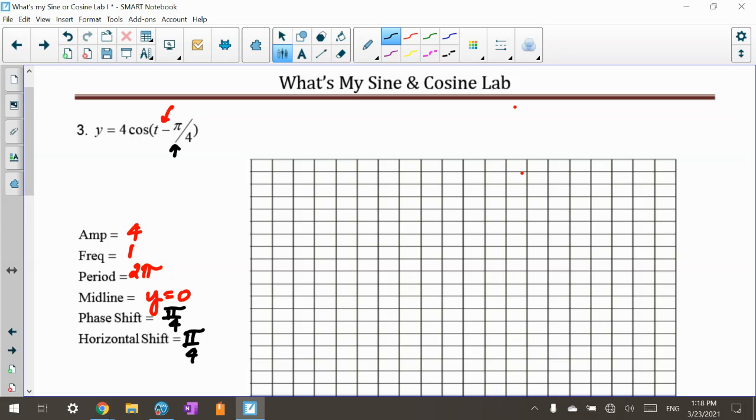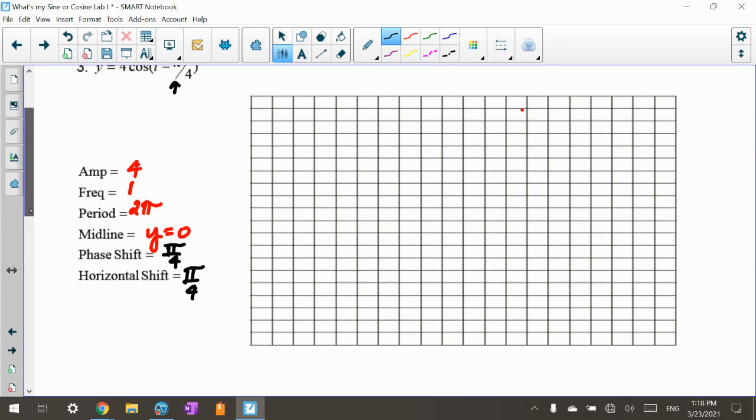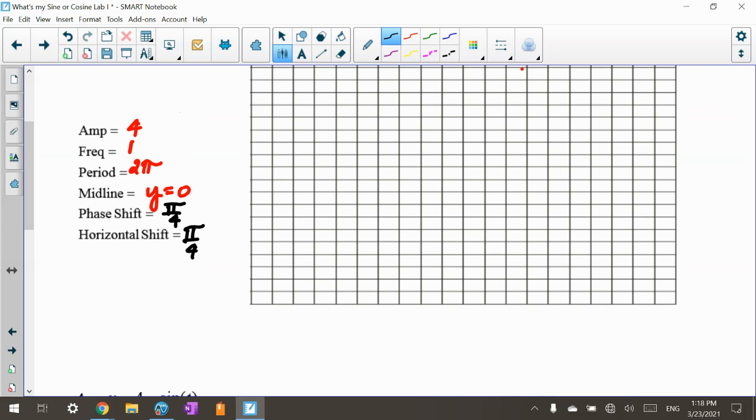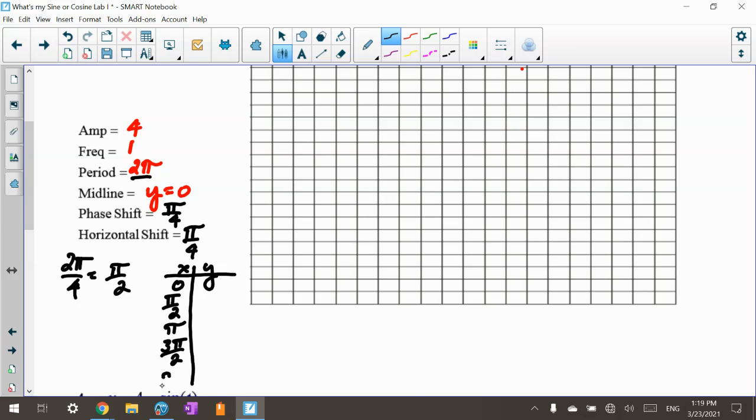So the first thing is we're going to graph this like there is no shift at all, and then we're going to shift it when it's done. So we're going to do everything that we've done previously. I'm going to take my period, divide it by 4, and that's how I'm going to count, which is going to be pi over 2. I'm going to set up my table of x, y. I'm going to start at 0, pi over 2, 2 pi over 2, 3 pi over 2, 4 pi over 2. And I reduced it as I went along.